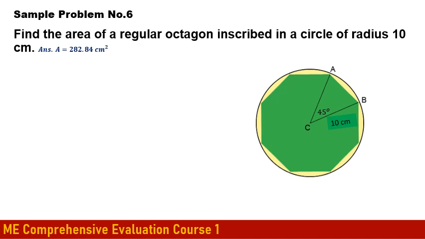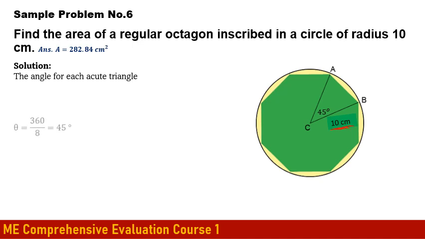Find the area of a regular octagon inscribed in a circle of radius 10 centimeter. So we have here a regular octagon. It has 8 sides. It's a polygon with 8 sides, and it's inscribed in a circle of radius 10 centimeter. First, we're going to determine the angle for each acute angle based on the center. So this is actually a central angle.